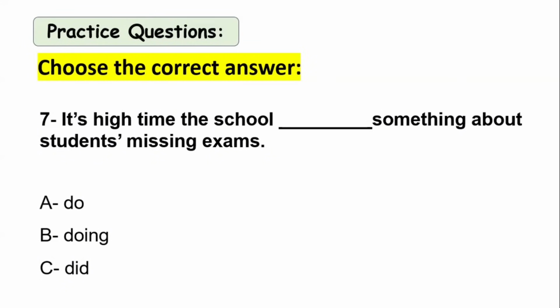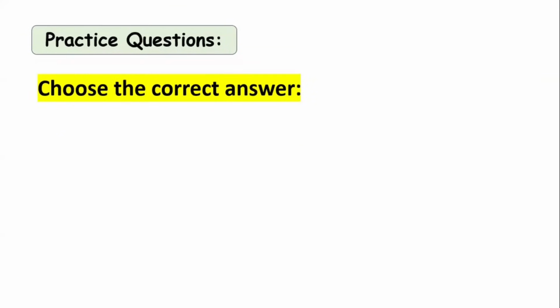The school should have done this a long time ago. So we usually use the unreal past, which means we need this verb in the past. حان الوقت إنه تقوم المدرسة بفعل شيء بخصوص الطلاب المتغيبين عن الامتحانات. It's high time the school did something, not do something.